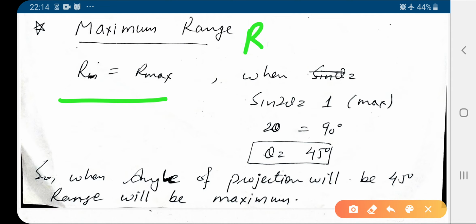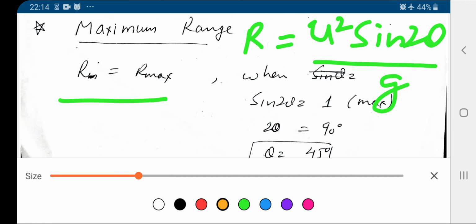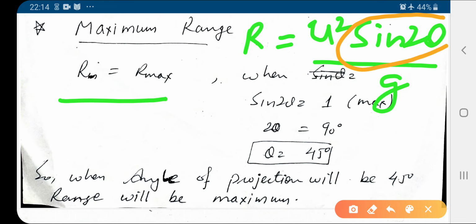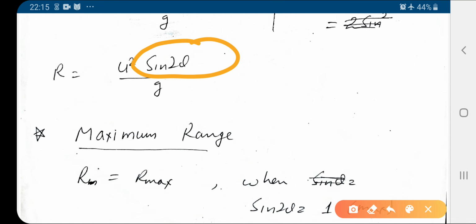we have just found what R is equal to, that is u square sin 2 theta over g. This is the R. Now if we see here, the horizontal range is dependent on this sin 2 theta. Now if this value is maximum, then R will be maximum. So therefore I write here R is maximum when the sin 2 theta appearing in the formula of R is maximum.